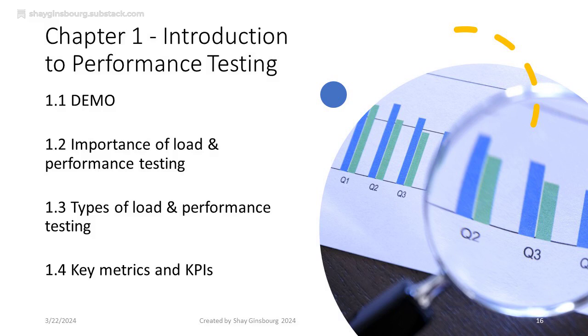1.4 Key metrics and KPIs. What do we measure during performance testing? Learn about the essential metrics and key performance indicators, KPIs, that guide our evaluation. From response times to throughput, these metrics provide insights into system behavior and bottlenecks.